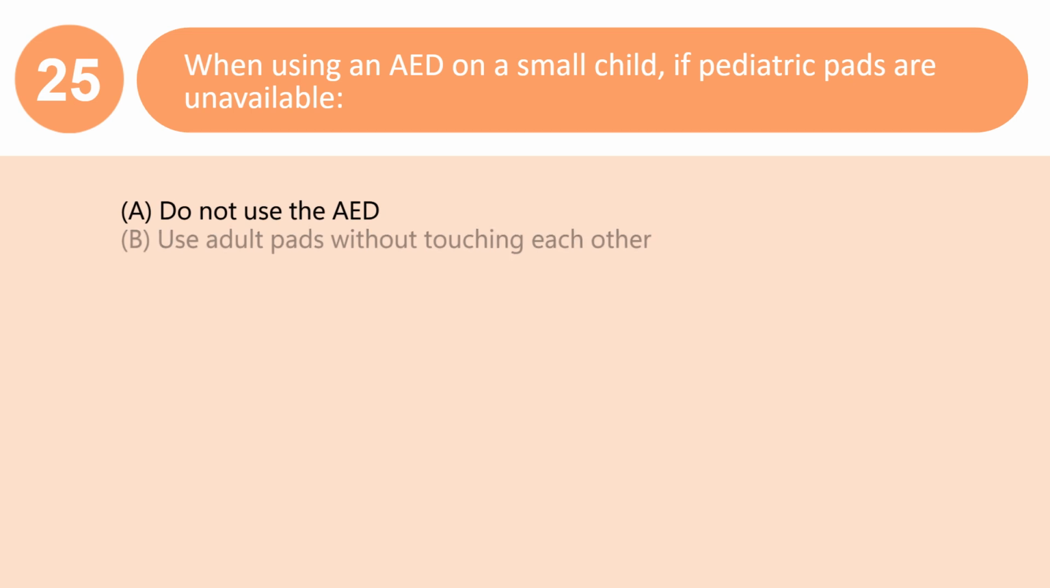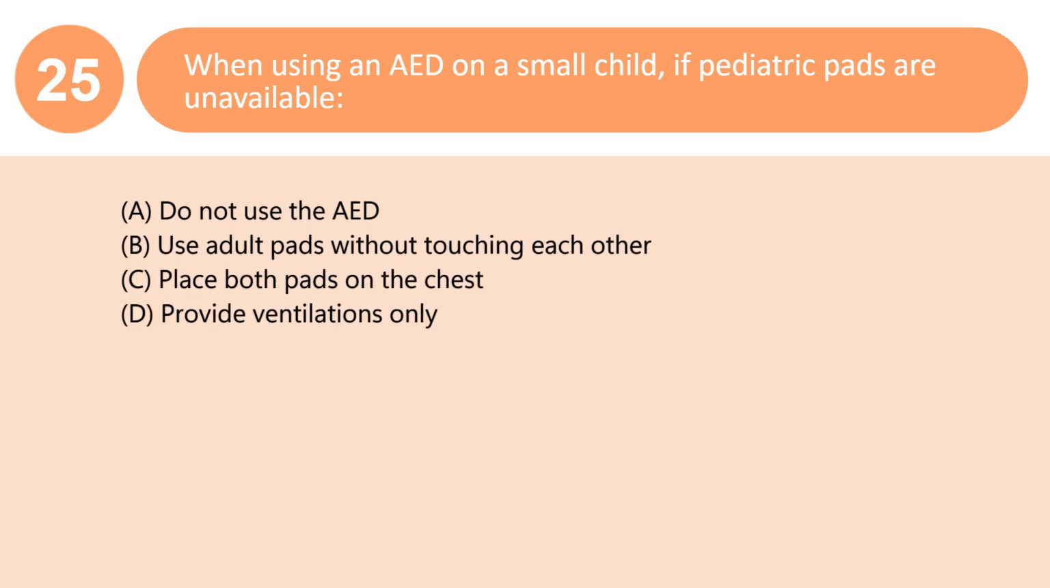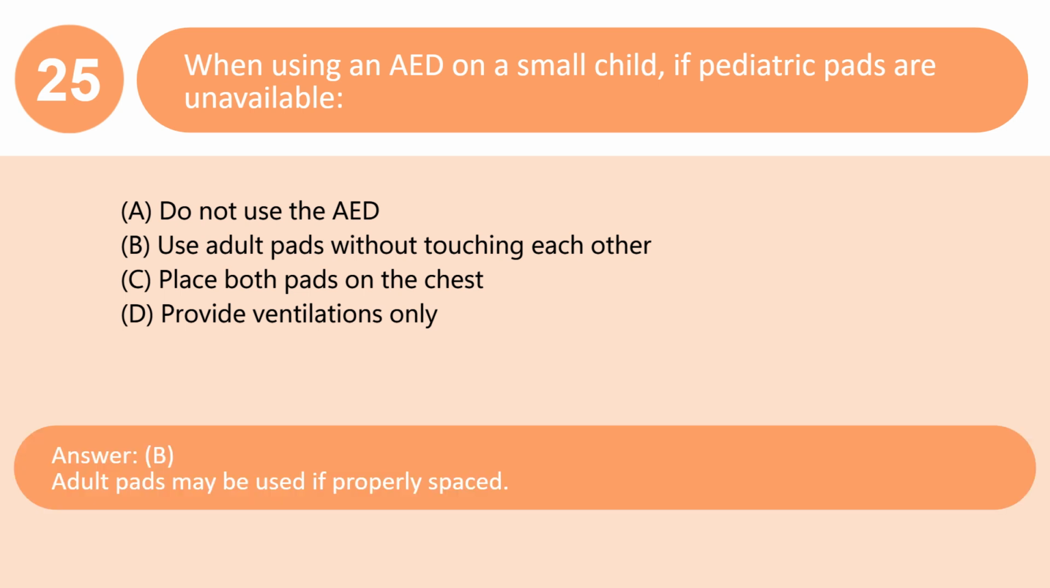When using an AED on a small child, if pediatric pads are unavailable: A. Do not use the AED. B. Use adult pads without touching each other. C. Place both pads on the chest. D. Provide ventilations only. Answer B. Adult pads may be used if properly spaced.